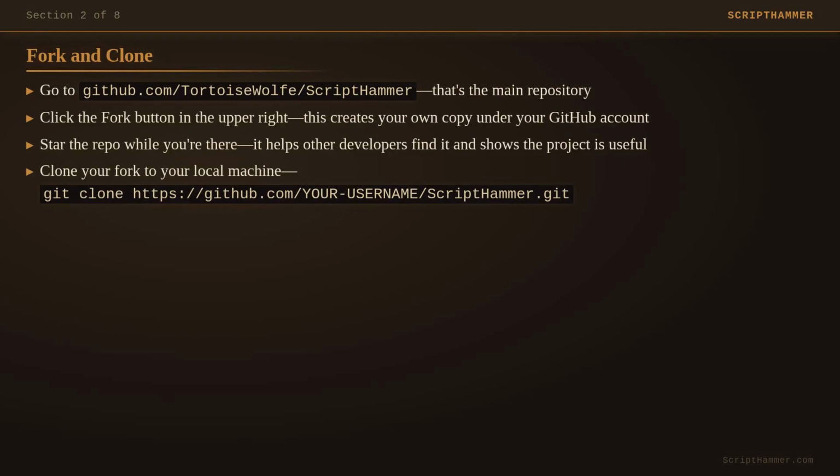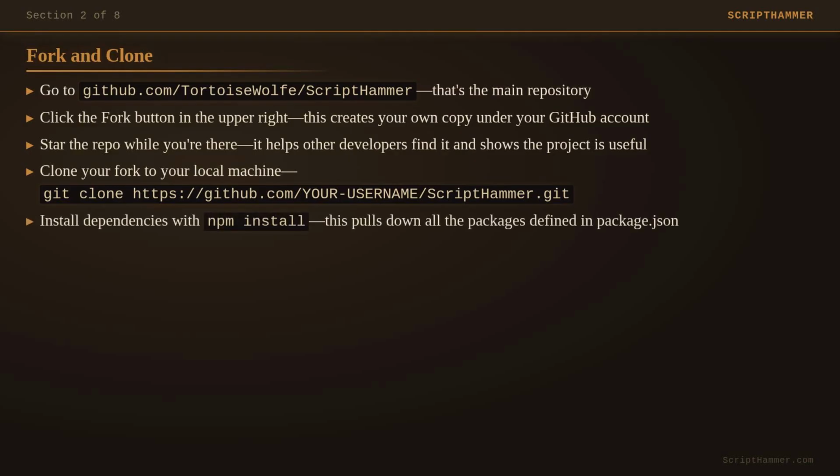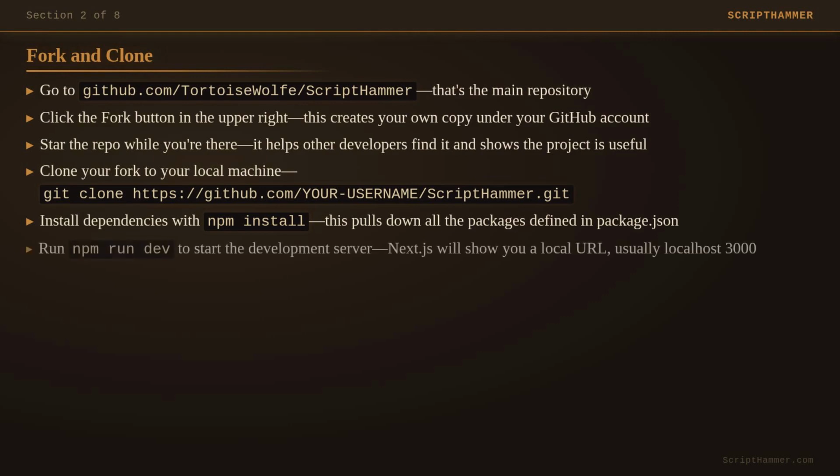Git clone https://github.com/your-username/scripthammer.git. Install dependencies with npm install. This pulls down all the packages defined in package.json. Run npm run dev to start the development server. Next.js will show you a local URL, usually localhost 3000.